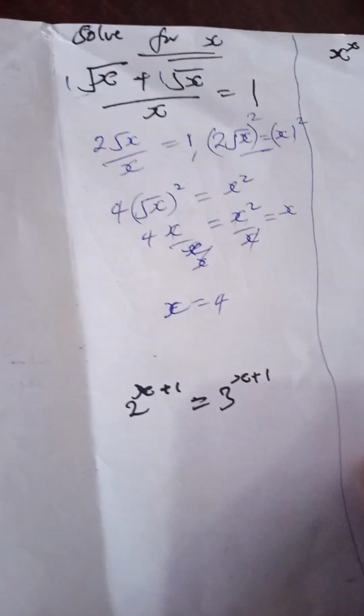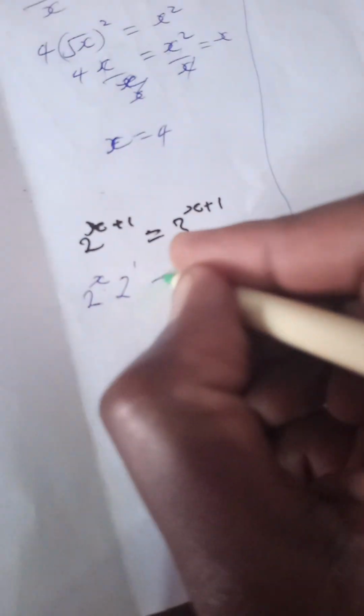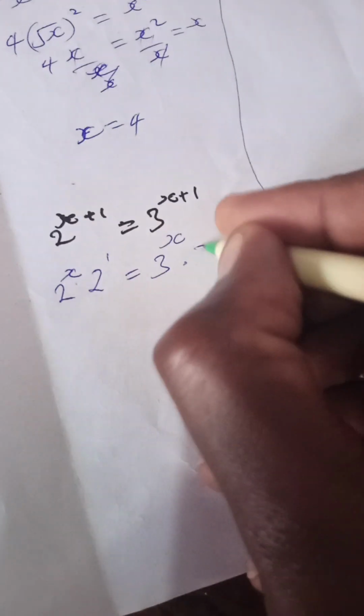For the second one, we have 2 raised power x plus 1 is equal to 3 raised power x plus 1. We're going to separate this to get 2 raised power x dot 2 raised power 1 is equal to 3 raised power x dot 3 raised power 1. Now we want to put the like terms together, the x's and the other numbers. So you can divide both sides by 2, so you remain with 2 raised power x is equal to 3 raised power x dot 3 over 2.